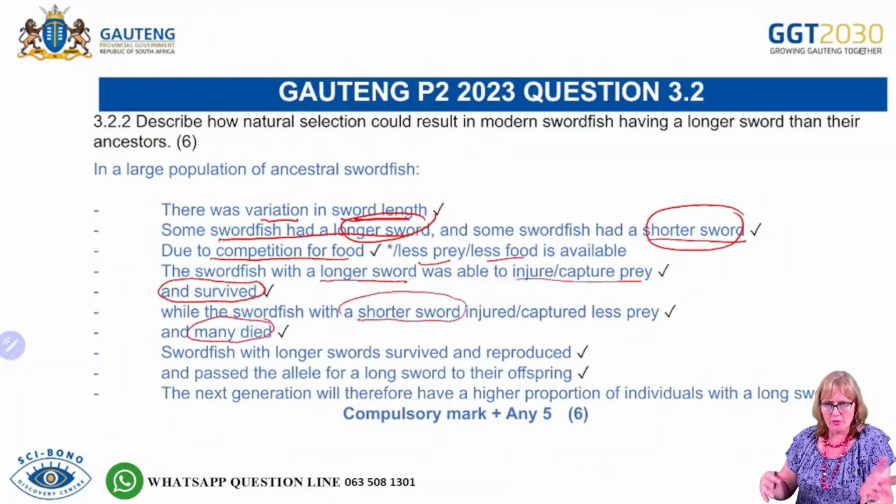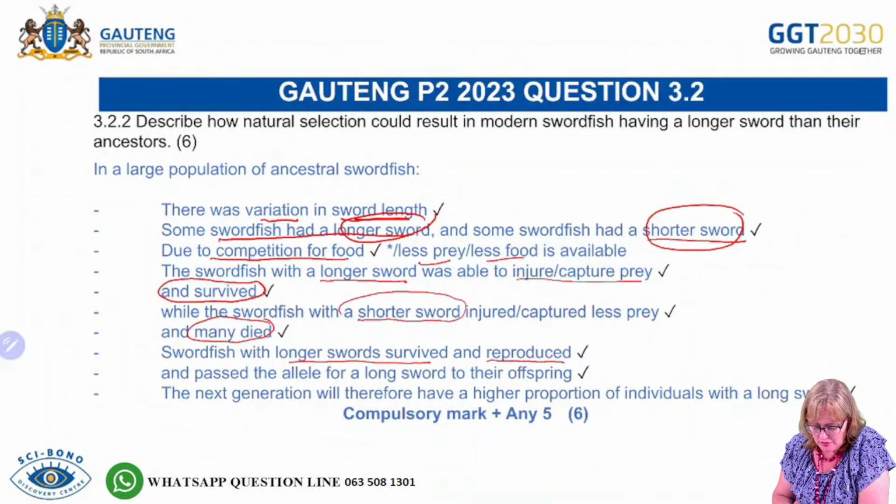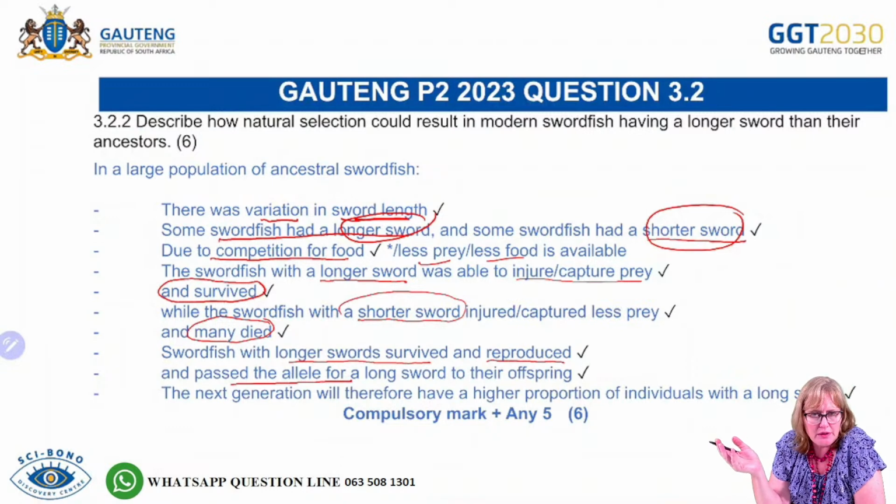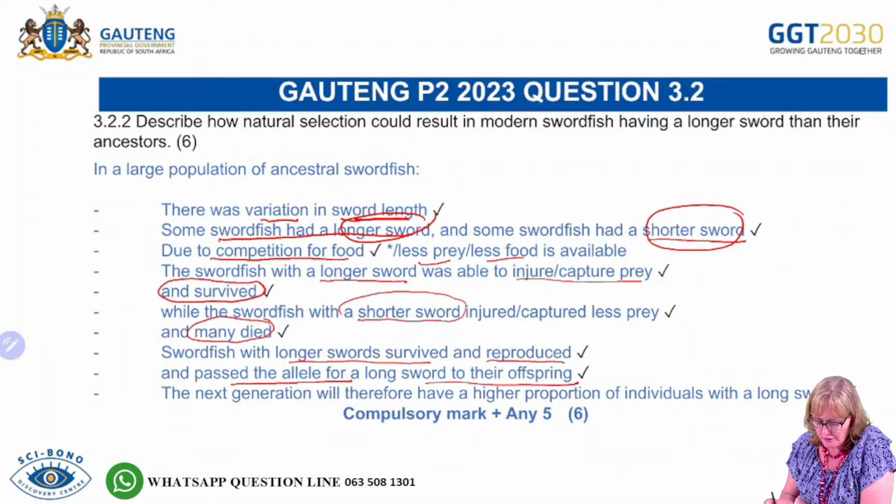So you've got your favorable one and your unfavorable one. And the longer ones survived and reproduced, right? And here is to pass the allele, but you have to say what allele. You can't just say the favorable alleles. You have to say for the longer sword to their offspring. And the next generation will therefore have a higher proportion of individuals with a long sword.